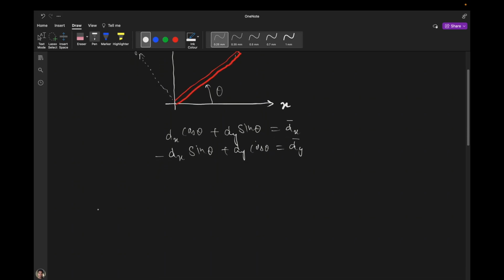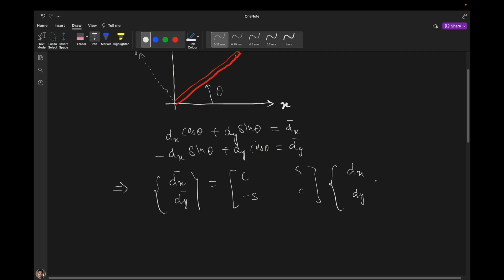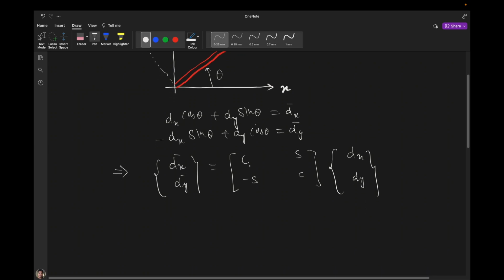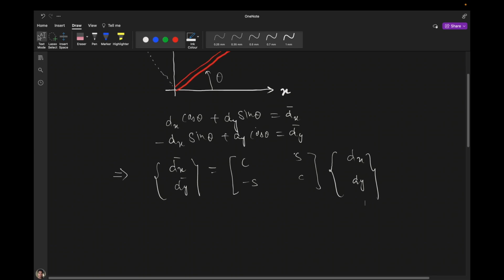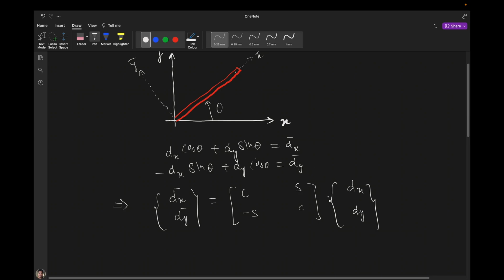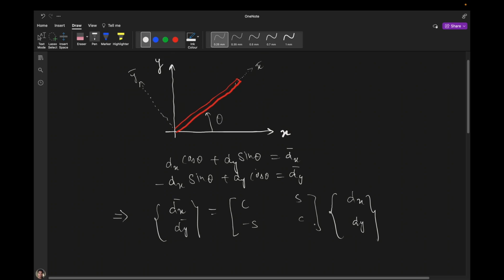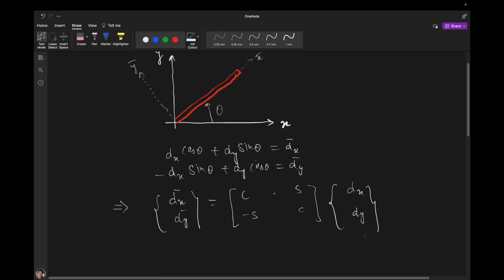So in matrix or vector form, I can write dx bar, dy bar as the matrix with entries c, s, minus s, c, times the vector dx and dy, where c is the cosine of theta and s is the sine of theta. Now if there is a displacement along the original axis, then by using this transformation matrix I can write the displacement along this new axis.